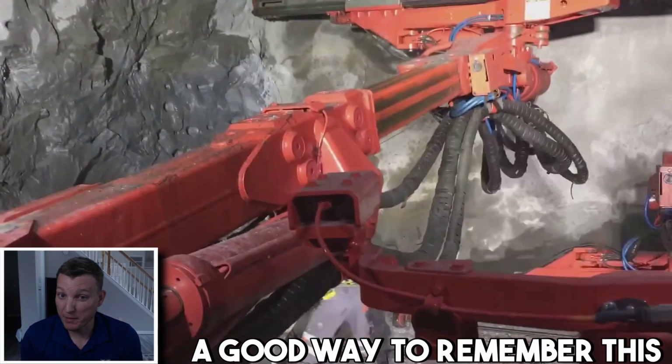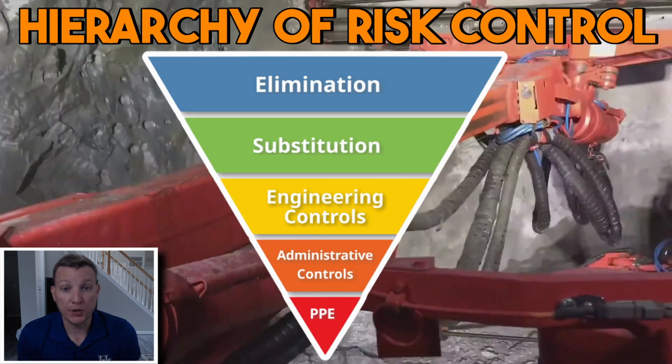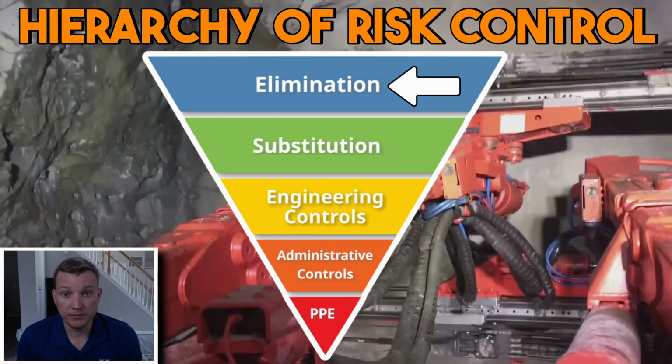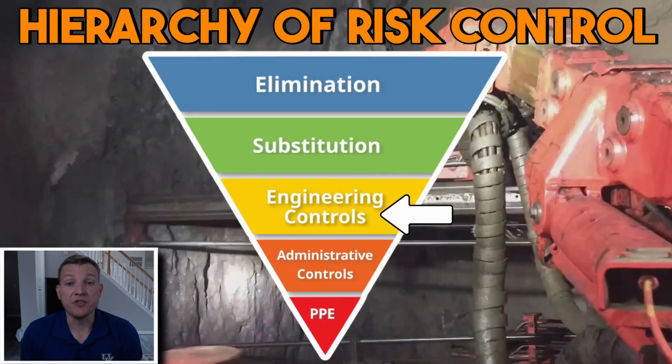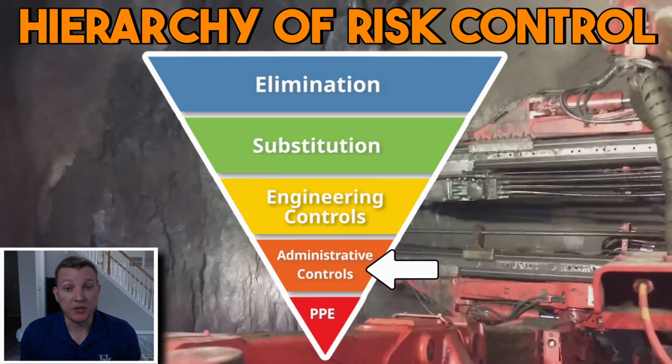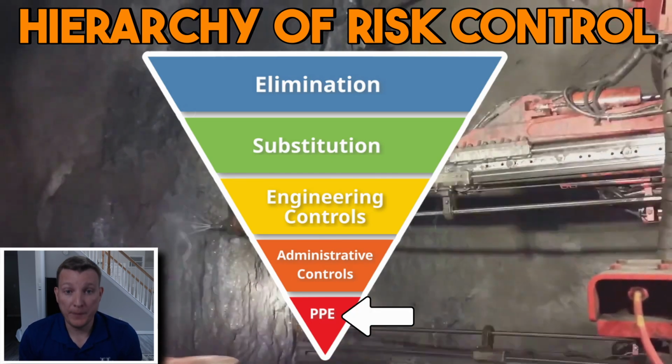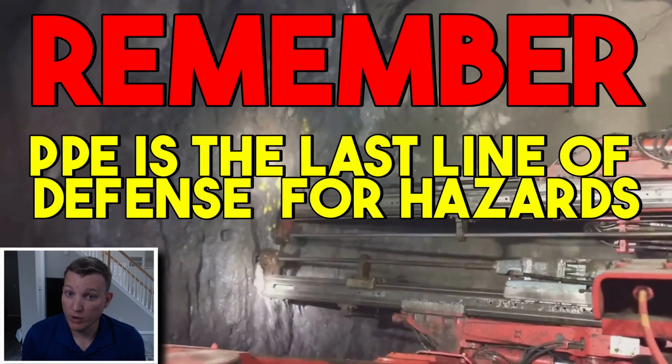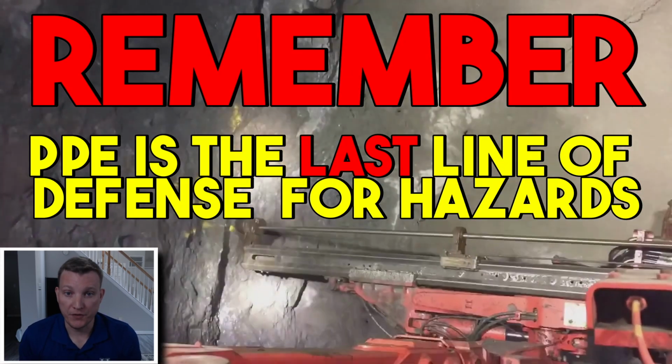A good way to remember this is going to be the hierarchy of risk controls. You start with elimination, then you go to substitution, then you go to engineering controls, then you go to administrative controls, and then finally, PPE. Remember, personal protective equipment should always be the last line of defense for hazards.